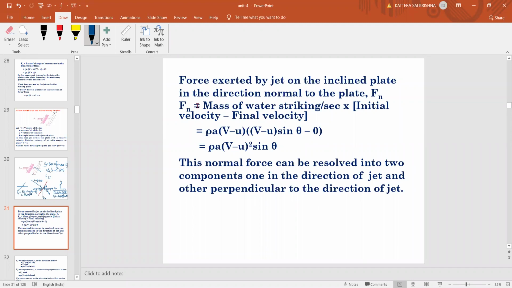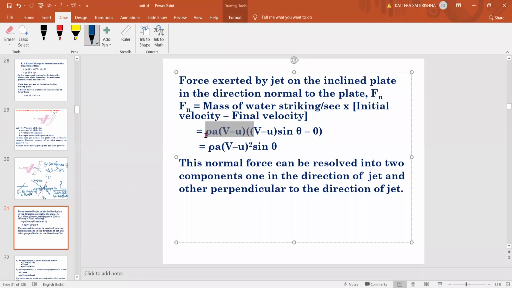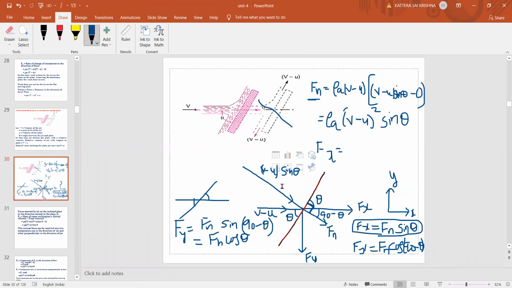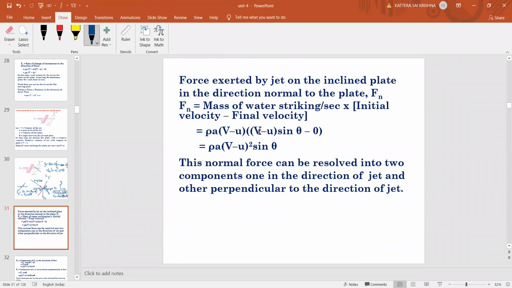So Fn, we already know, Fn equal to the mass of water striking per second, that is the mass flow rate per second, into initial velocity minus final velocity. So we already know the mass flow rate, if it is a moving plate, is rho a into v minus u. Initial velocity is v minus u, so initial velocity in the normal direction. We have already seen that the initial velocity in the normal direction is v minus u sin theta. So that is v minus u sin theta minus the final velocity in the normal direction, which is 0. So finally we'll get Fn equal to rho a v minus u whole square sin theta. Okay. So this is the normal force.